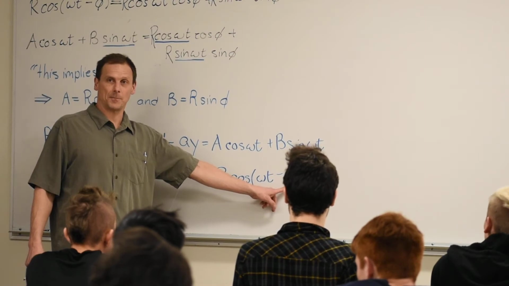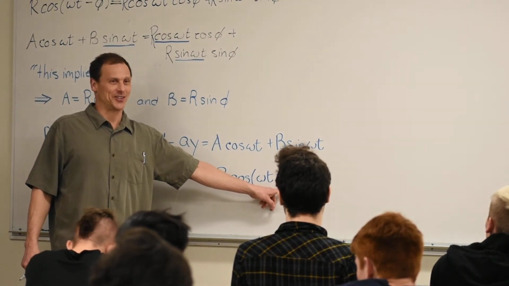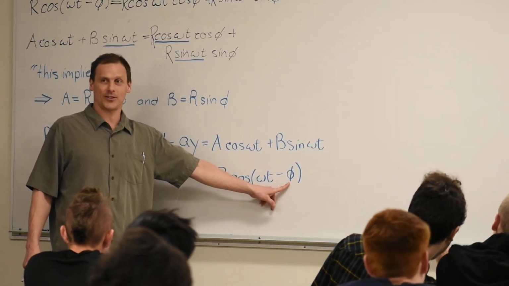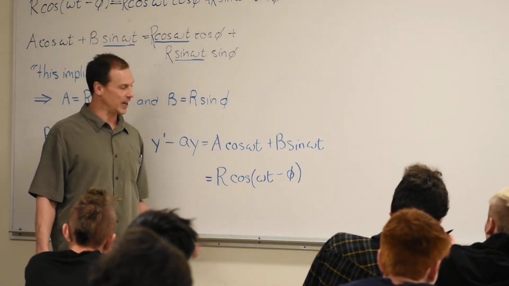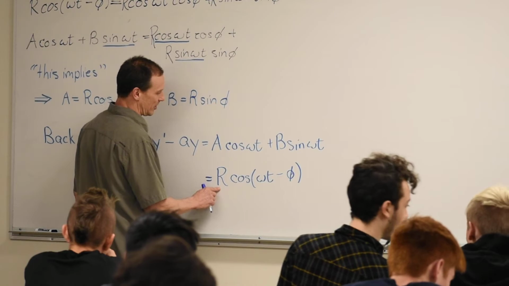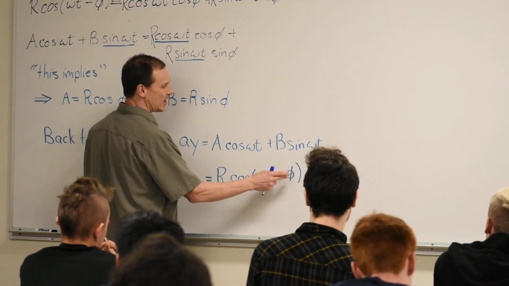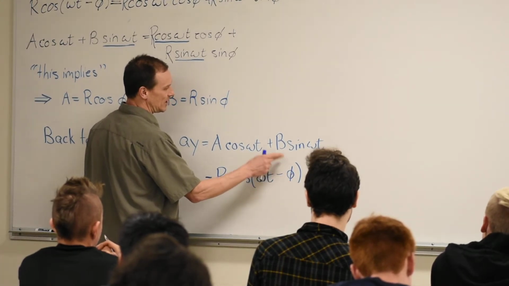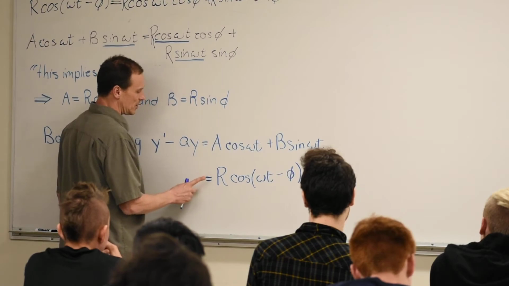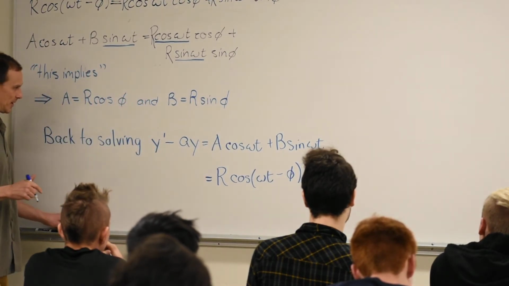phi comes from what? Yes, it's the angle, and we said the tangent of phi equals b over a. So that's the connection between this and this. R is the square root of a squared plus b squared, and the tangent of phi is b over a. That's the connection to go from here to here. Now we go one more step.